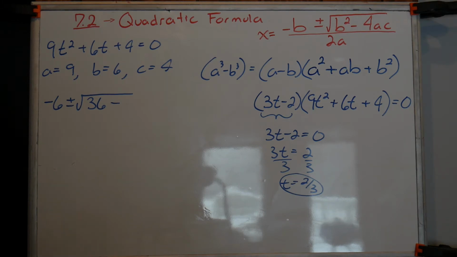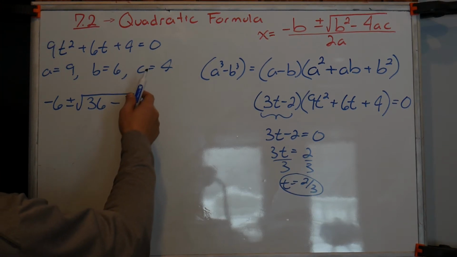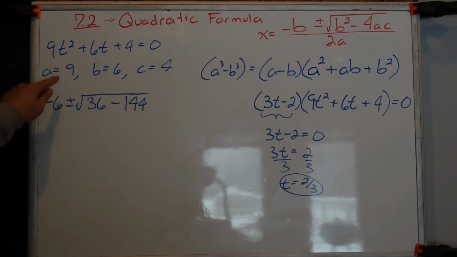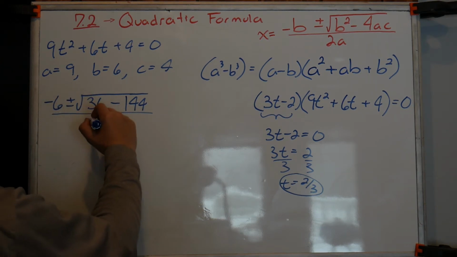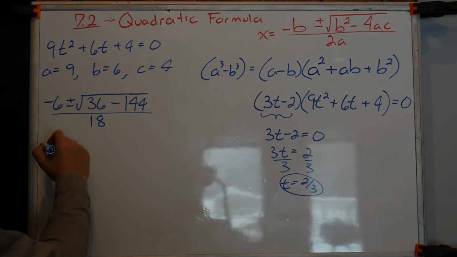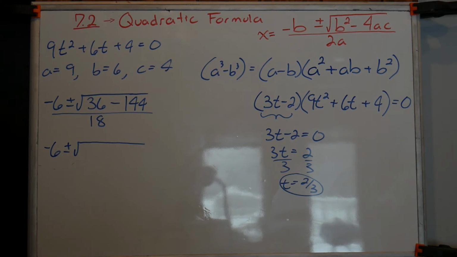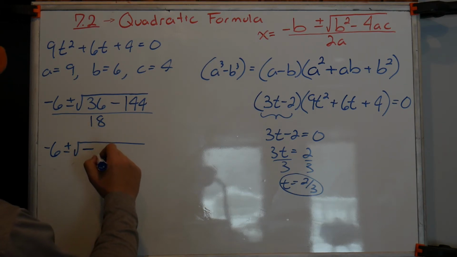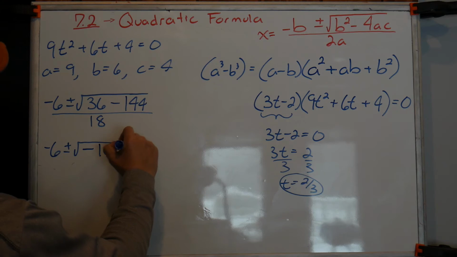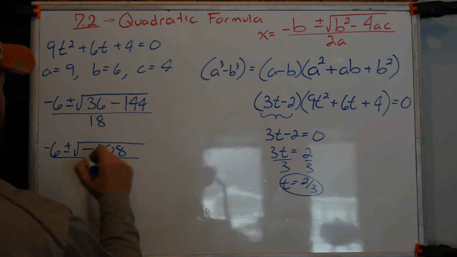Then I'm going to take away 4AC, which ends up 144. 4 times 9 is 36. 36 times 4, 144. That's all going to be over 2A, which is 18. So negative 6 plus or minus, and I'm going to have a negative, so I can pull an I out. Negative 108, I believe, all over 18.